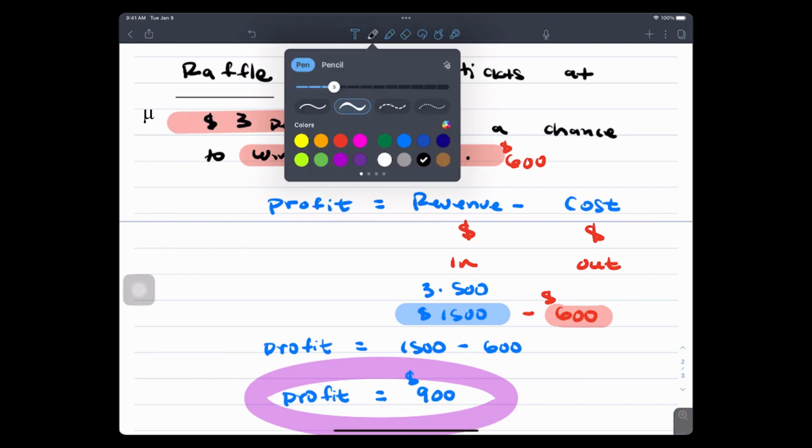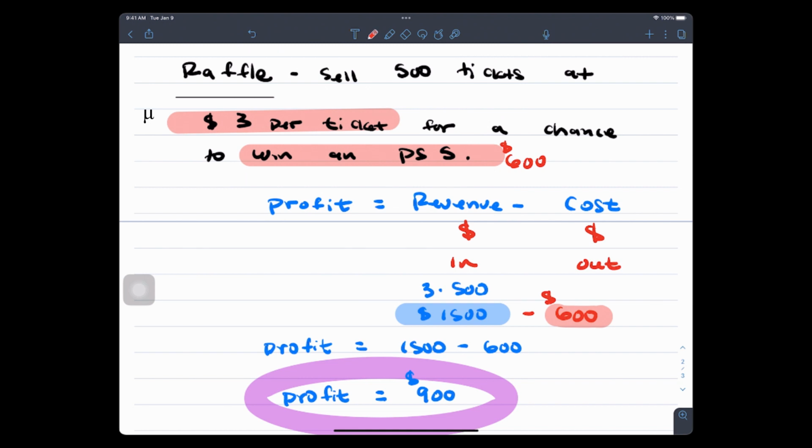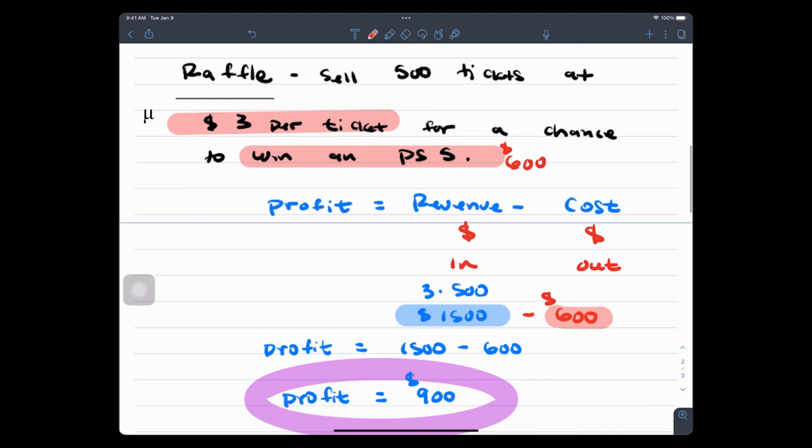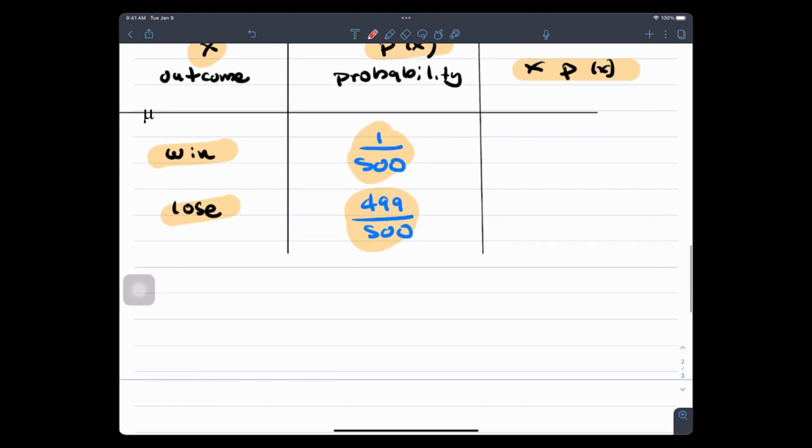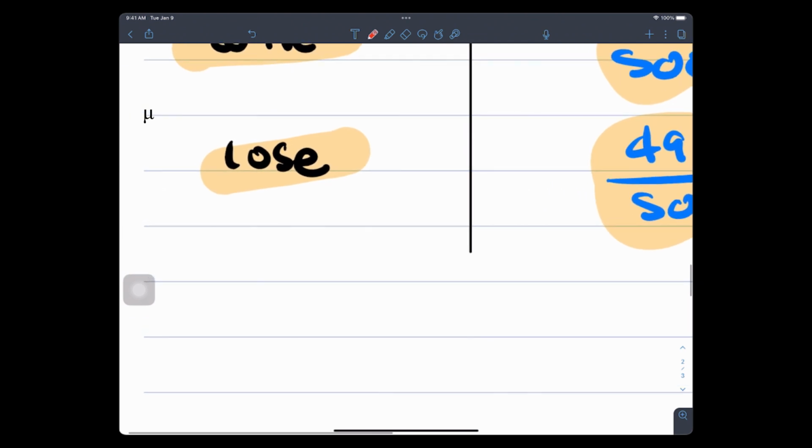Okay? So this is how I always started. It costs you $3 to play. So if you lose the raffle, for this outcome of losing, how much did you lose? Put -3 because you lost $3. That comes out of your pocket. In other words, money that comes out of your pocket is subtracted, right? So put that -3 for losing.